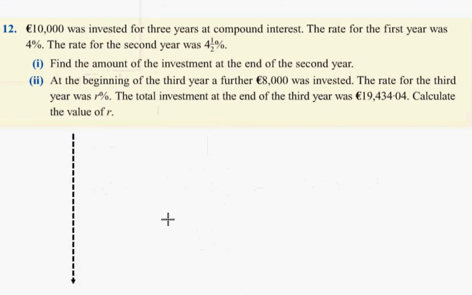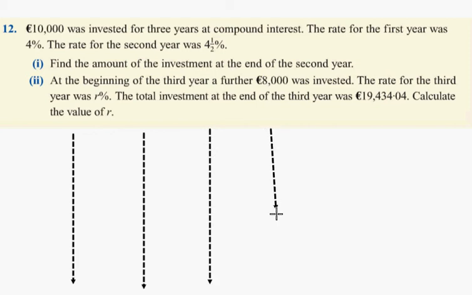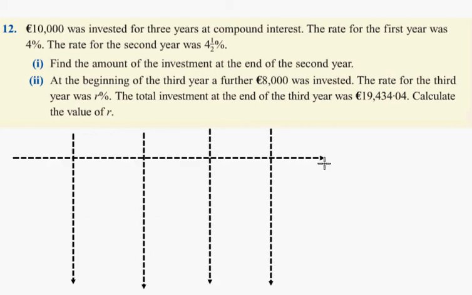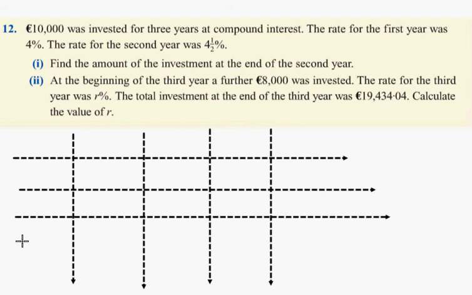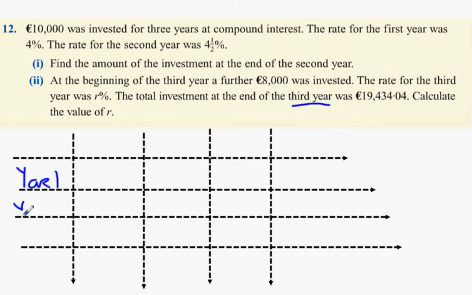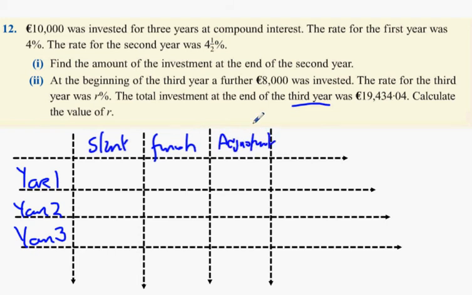Guys, question 12. So what we have here, once again, I'm going to set up my system. Start, end, and how many years am I going for this time around? Is it 3 years again? Third year, so I'm going for 3 years. Year 1, year 2, year 3, start, finish, adjustment. You can call that anything you want. There's no real formal way of doing this, okay?